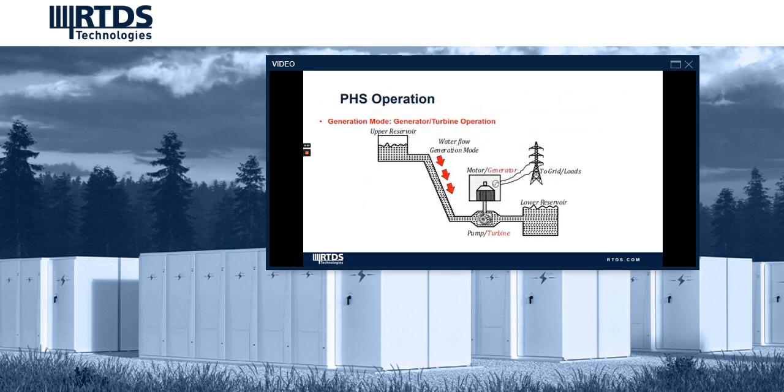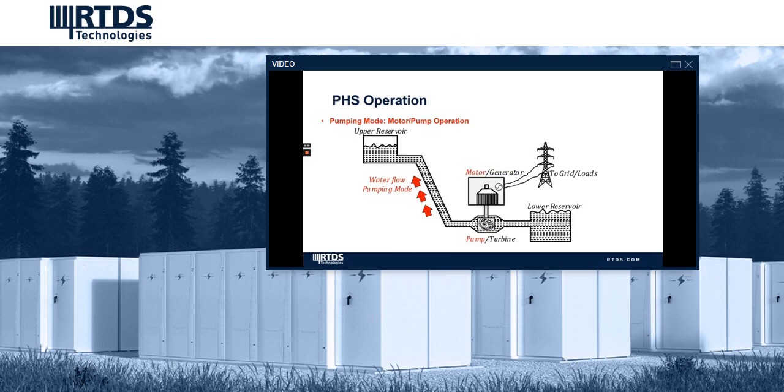To model the pump hydro storage operation, the model has to represent the generation mode, which occurs during high demand or low renewable generation. The water is moved from the upper reservoir to the lower reservoir through the turbine. The generator converts the stored potential energy in the reservoir to electrical energy and supplies the connected grid and loads.